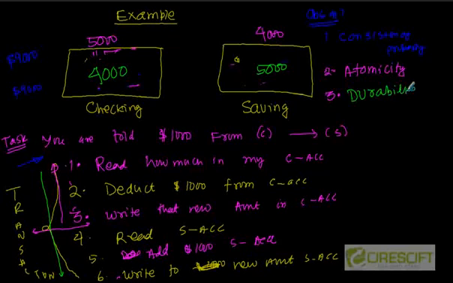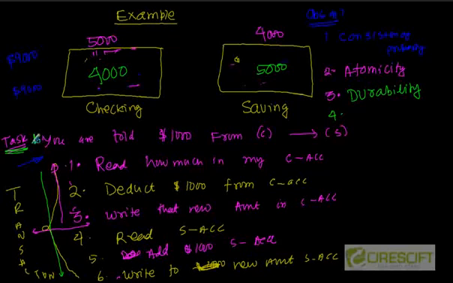Okay, so that means after step 6, the amount of checking and the amount of saving is permanent. All right, number 4. So the number 4 observation is this: let's say when you are doing this task, you are told to get $1000 from this thing.